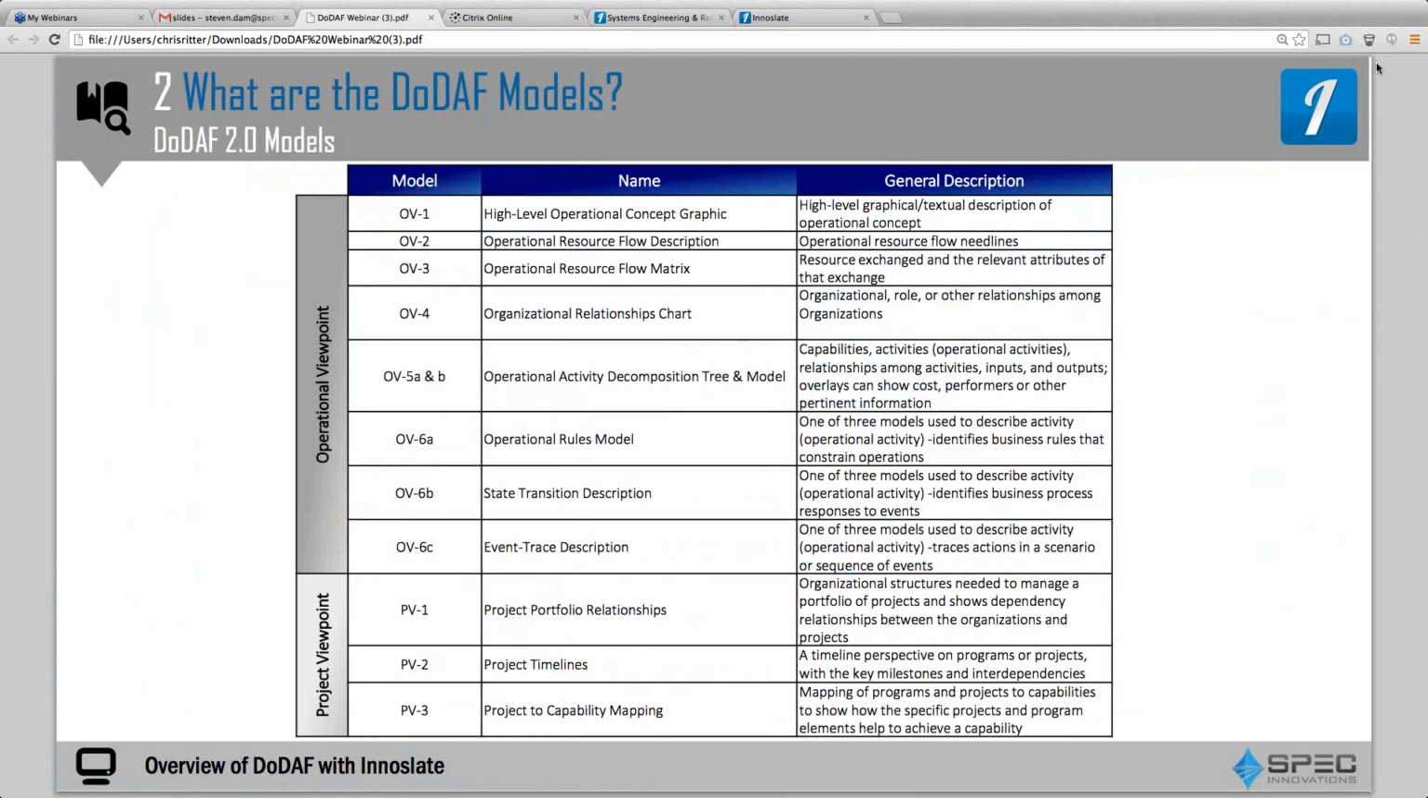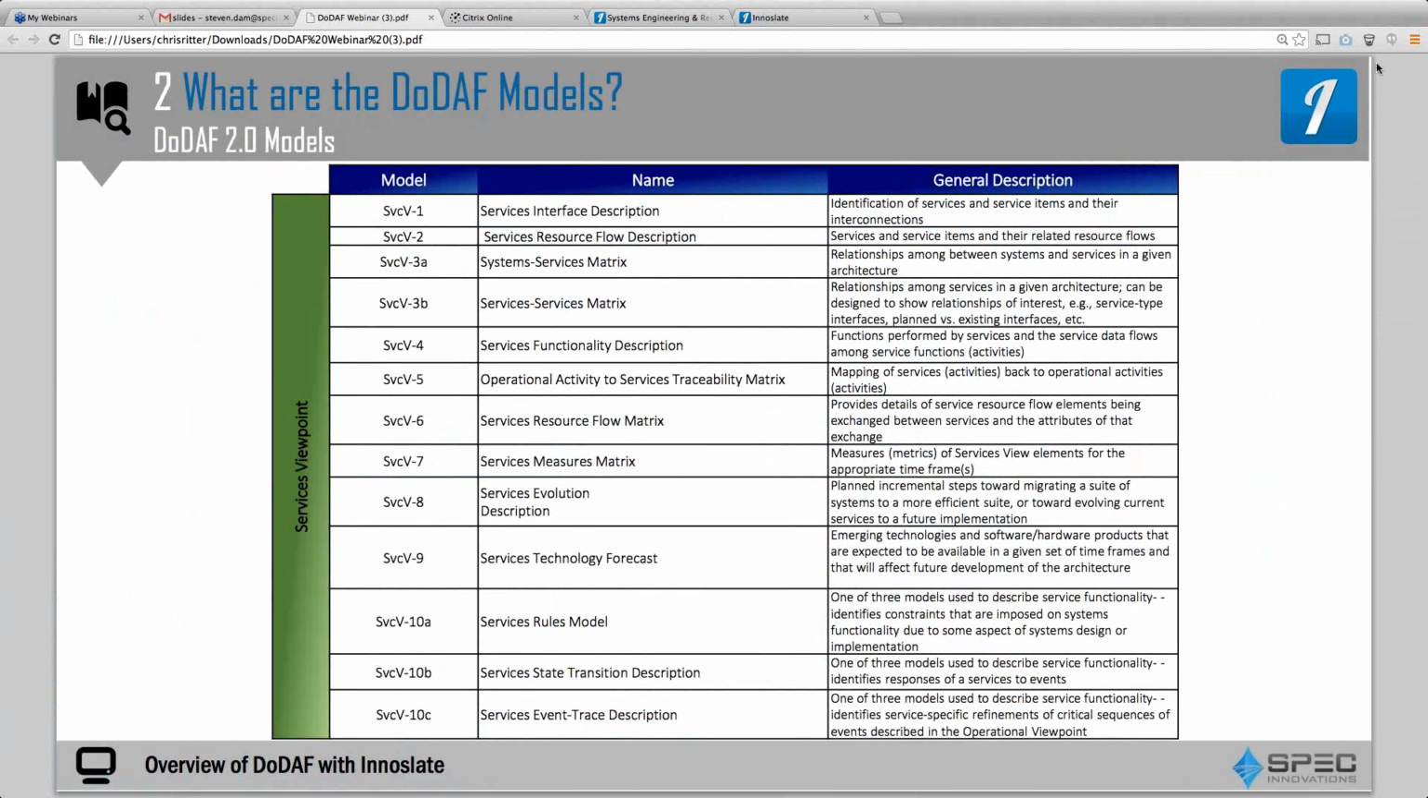Project viewpoints. Okay, so now we have the project viewpoints, classic things about portfolio relationships, project timelines. So again, that map, and then a project capability mapping. So here now I go back to my capabilities, and I have to map my projects. So next is the services viewpoint, and again we see interface description, resource flow description, the same words we saw in the OV2. So that's a very similar diagram. Actually, the interface description diagram is also very similar. Those two diagrams can be very similar in nature.